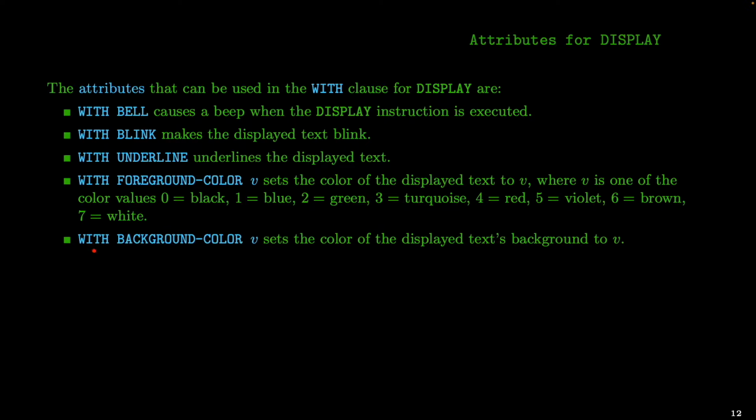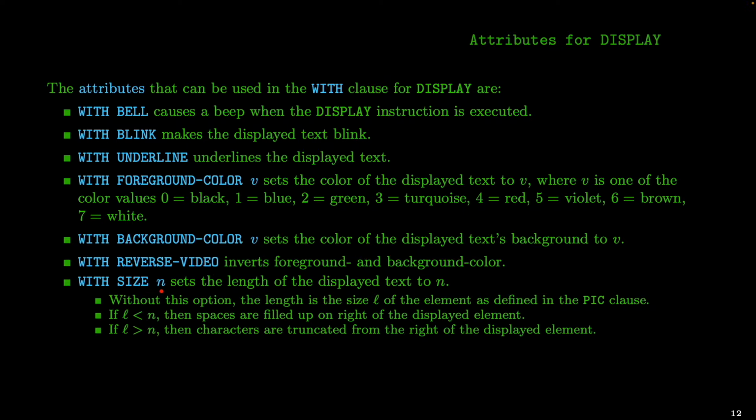We can also set the background color in the same way. So with background color V, and then we can use one of these values here to set the background color. With reverse video, this inverts foreground and background color.